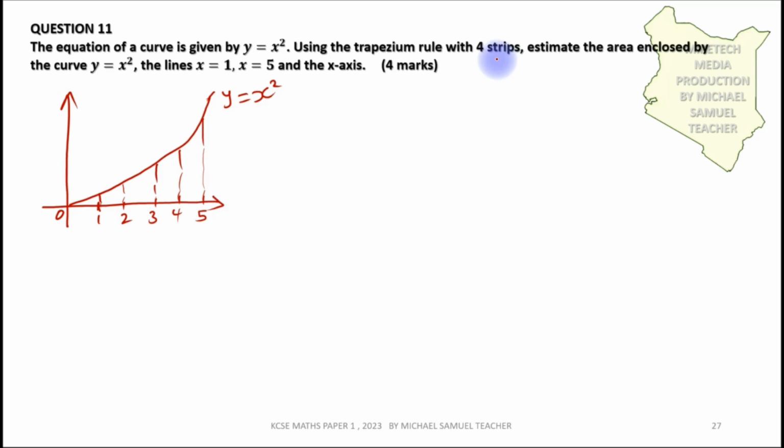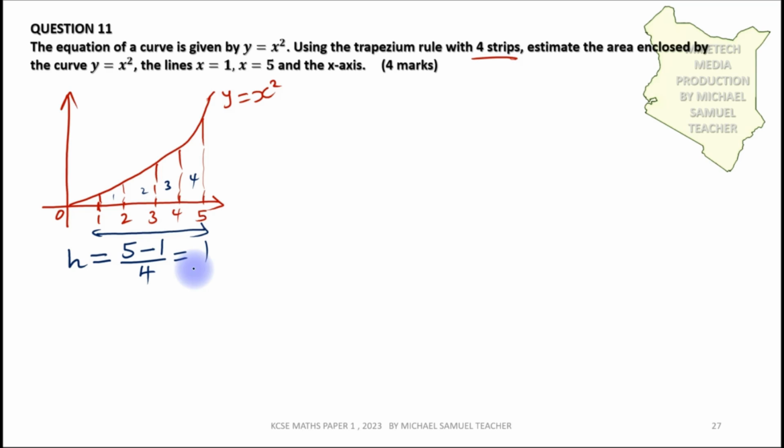And how many strips? 4 strips. So we have 1, 2, 3, 4, the 4 strips. Therefore, the width is normally given by 5 minus 1, the range, divided by the number of strips, 4. So we have 1. So the width will be 1.